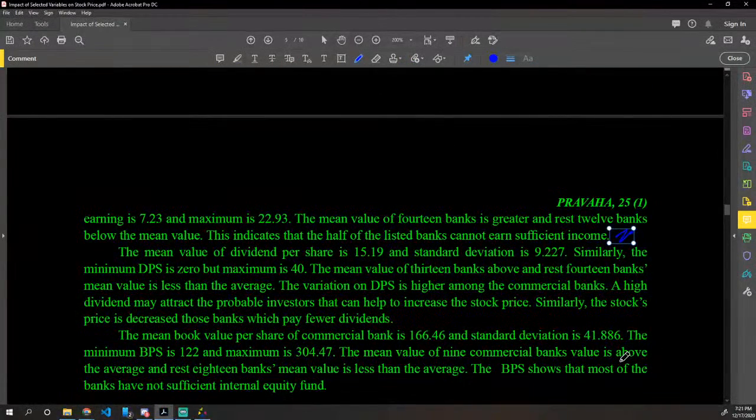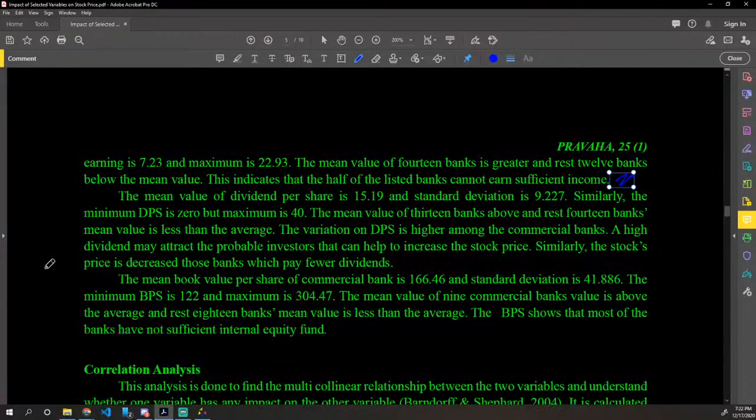So the mean value of dividend per share is this much, and the variation of DPS, dividend per share, is higher among the commercial banks. A high dividend may attract probable investors, which can help increase the stock price. For those banks which pay fewer dividends, the stock price is decreased. That is true, maybe.